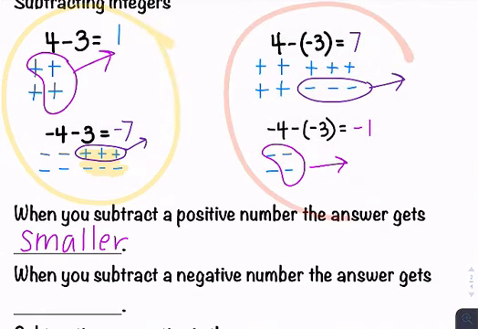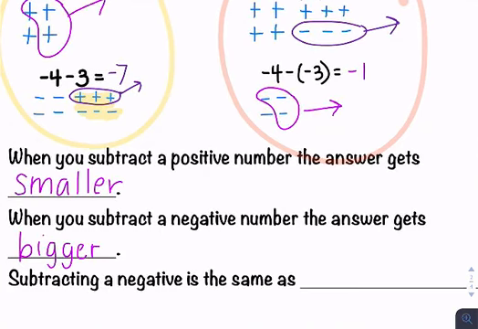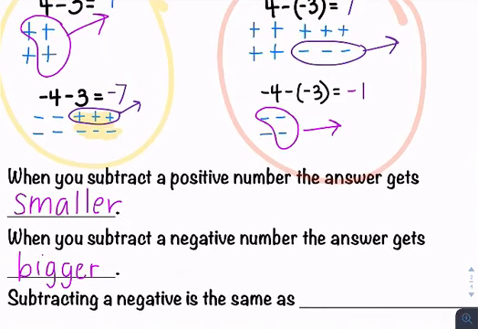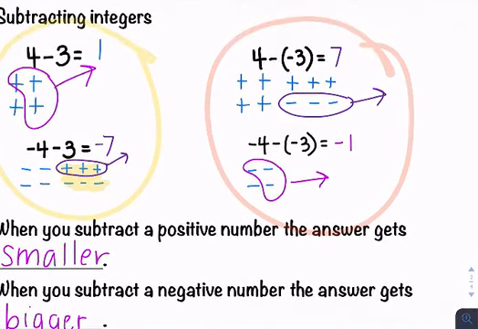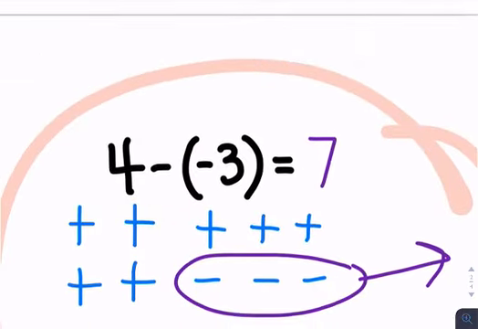The second one is these two. When I'm subtracting a negative, my answer gets bigger. I went from positive 4 to positive 7, and from negative 4 to negative 1. We could also say that subtracting a negative is the same thing as adding a positive.